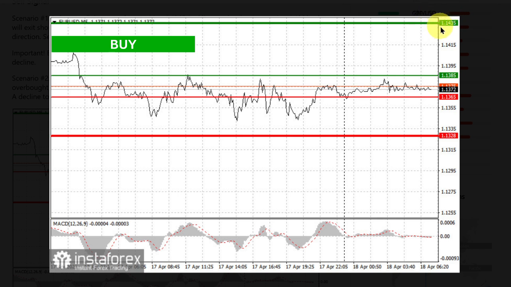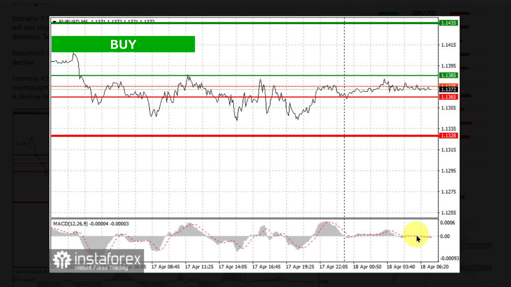This buy scenario assumes continued upward momentum in the first half of the day. Before buying, make sure that the MACD indicator line is above the zero line and starting to rise from it.